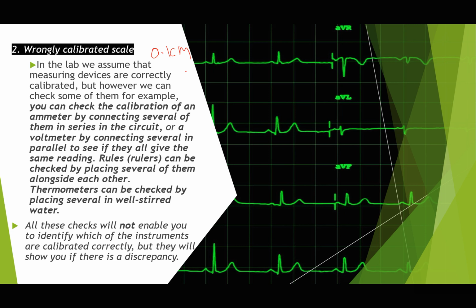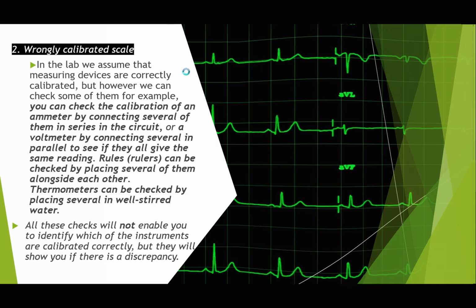But then the question would be, which of these instruments is correctly calibrated? That is a very hard question to attempt. So we can only be aware that there is a problem with the calibration because the different instruments are not agreeing on the same measurement. So wrong calibration may cause a systematic error.